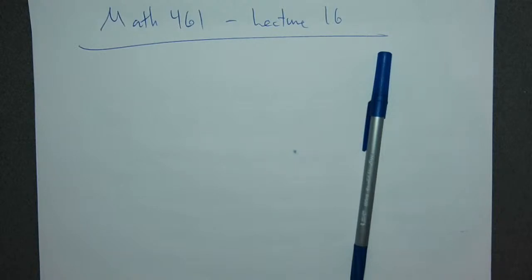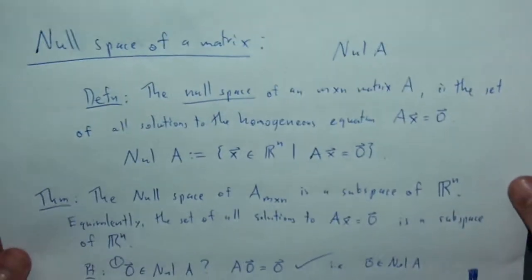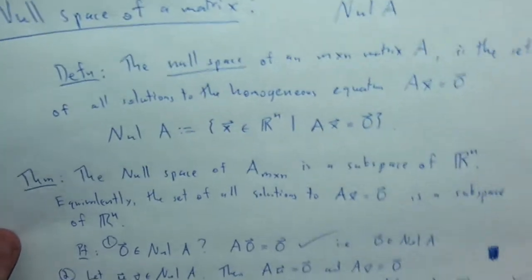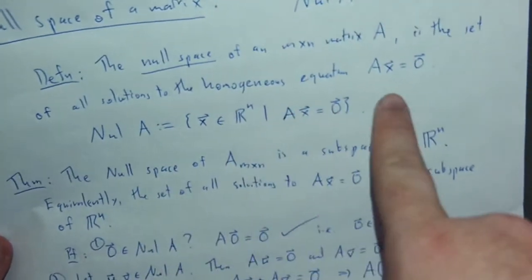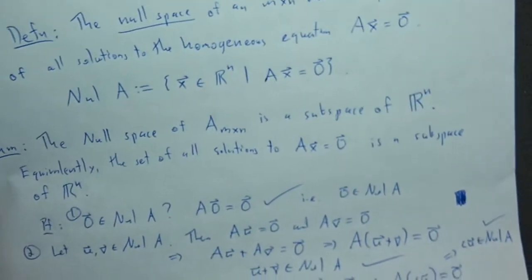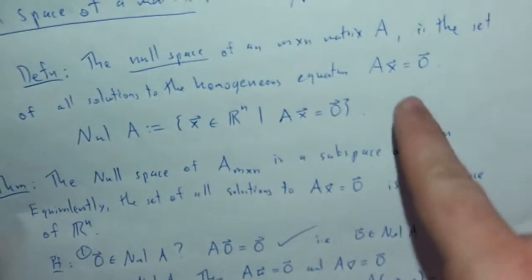Okay, so welcome back. Here's what we were talking about last time, which was the null space of a matrix. The null space of a matrix was defined to be the set of all solutions to the homogeneous equation Ax equals 0.